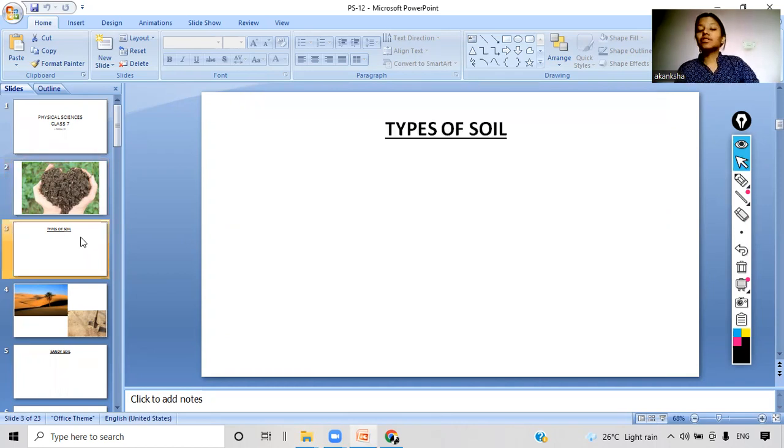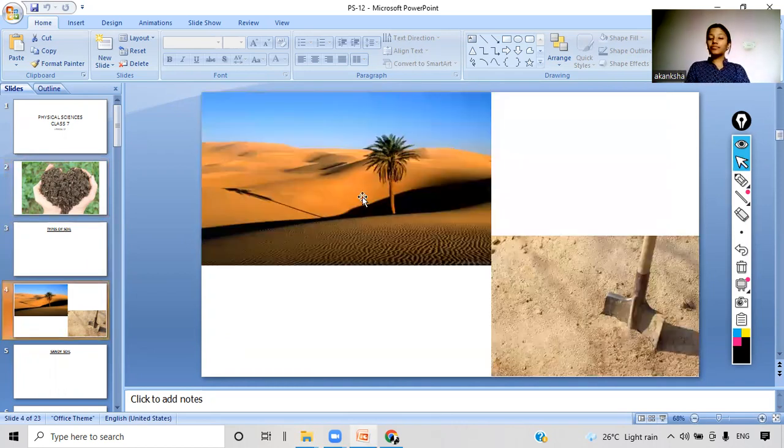Today we are going to study the types of soil. Let's look at these pictures. I will give you 5 to 10 seconds to observe them. If you find any important point, you can answer in the chat box below. Then we will have a discussion about what we saw in these pictures. I can see some right responses. Very good. What else do you see?